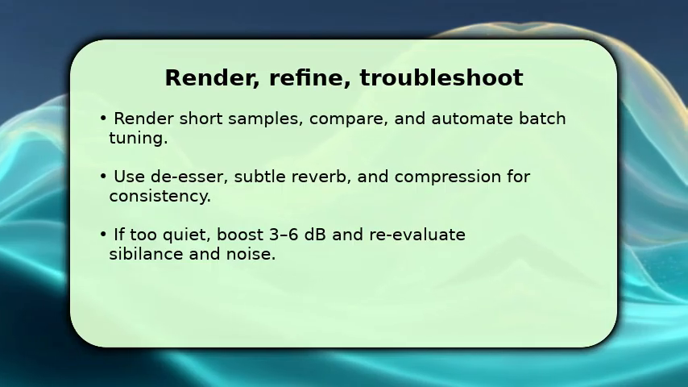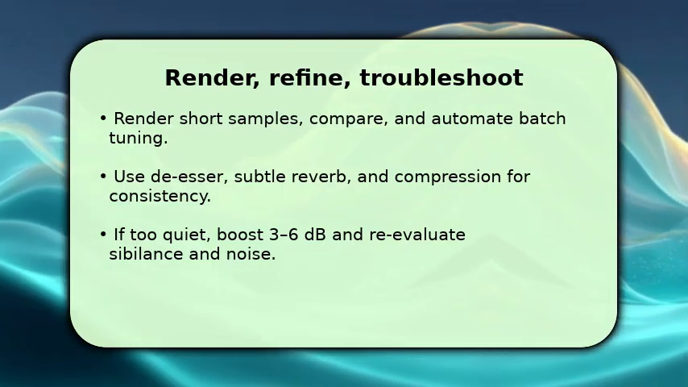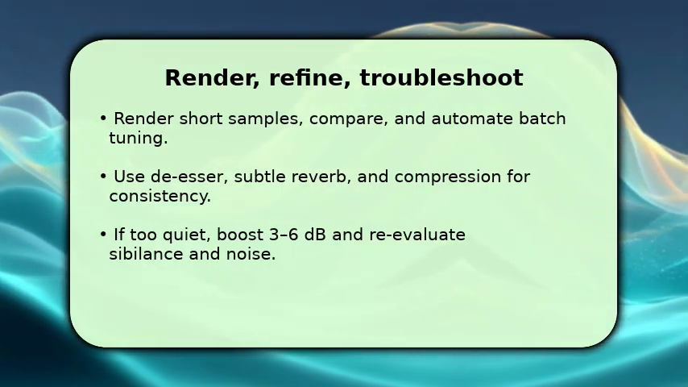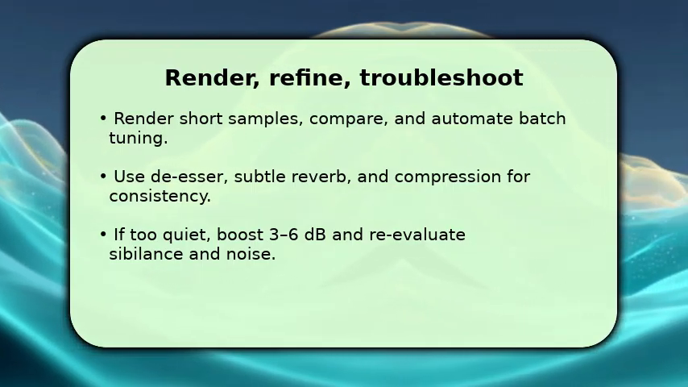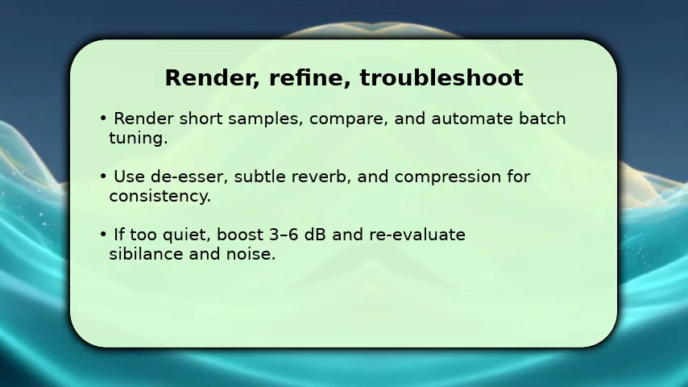If the result feels too thin or inaudible, boost gain by 3 to 6 dB, recheck sibilance control, and increase breath noise slightly. This one troubleshooting step resolves most whisper clarity issues.